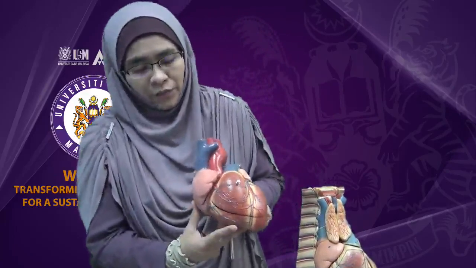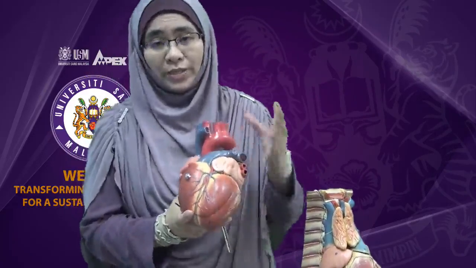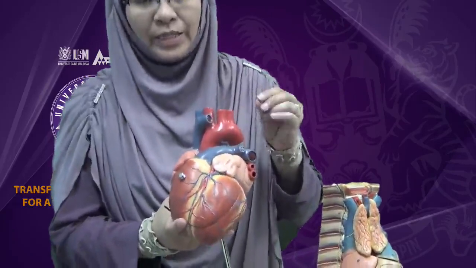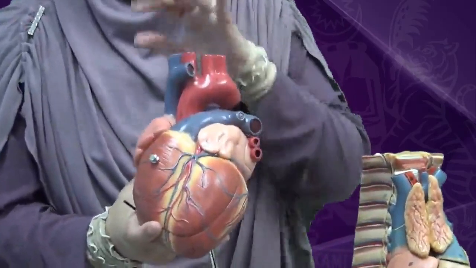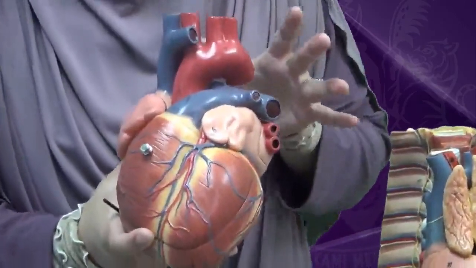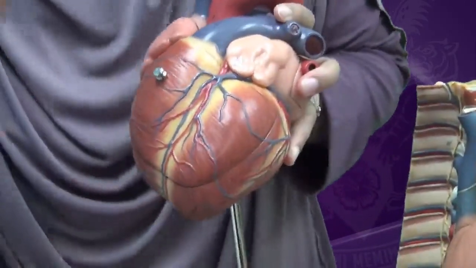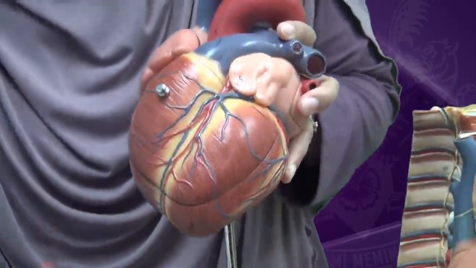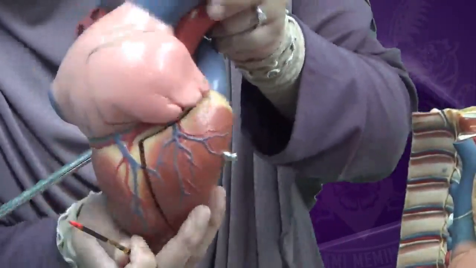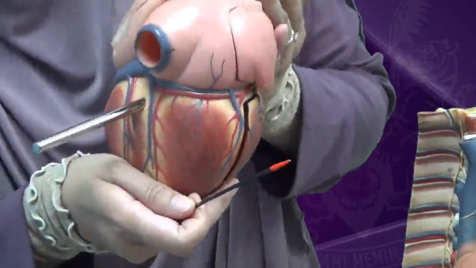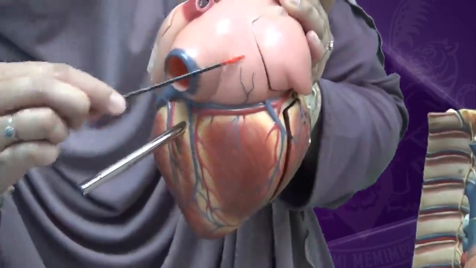If you look from the external features, the one that you must describe first is the sulcus, the sulci that are present at the external surface of the heart. There are 2 important sulci. The first one is this one. Perhaps it's not really clear here. Let's look at the posterior side. So you can see this sulcus here.